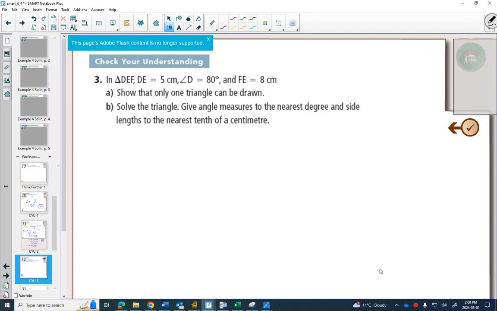Sometimes a picture isn't drawn. So the first thing you can do is make a triangle. It may or may not be to scale. Most likely it won't be. And then label things that you know.